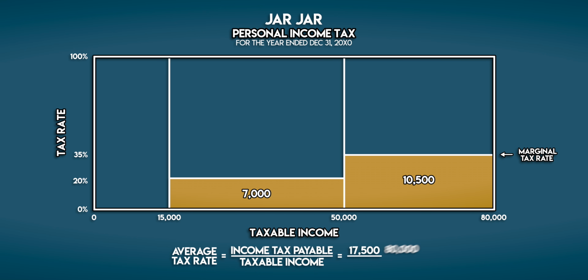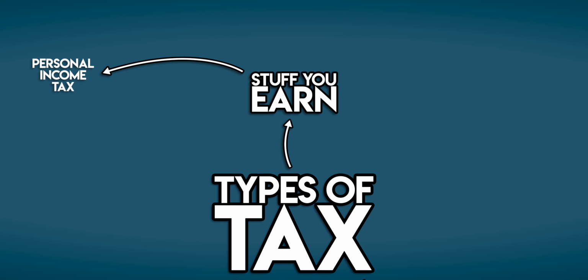17,500 divided by 80,000 comes out at around 22%. This is much lower than his marginal tax rate of 35%. But what other taxes do we pay on the stuff we earn?